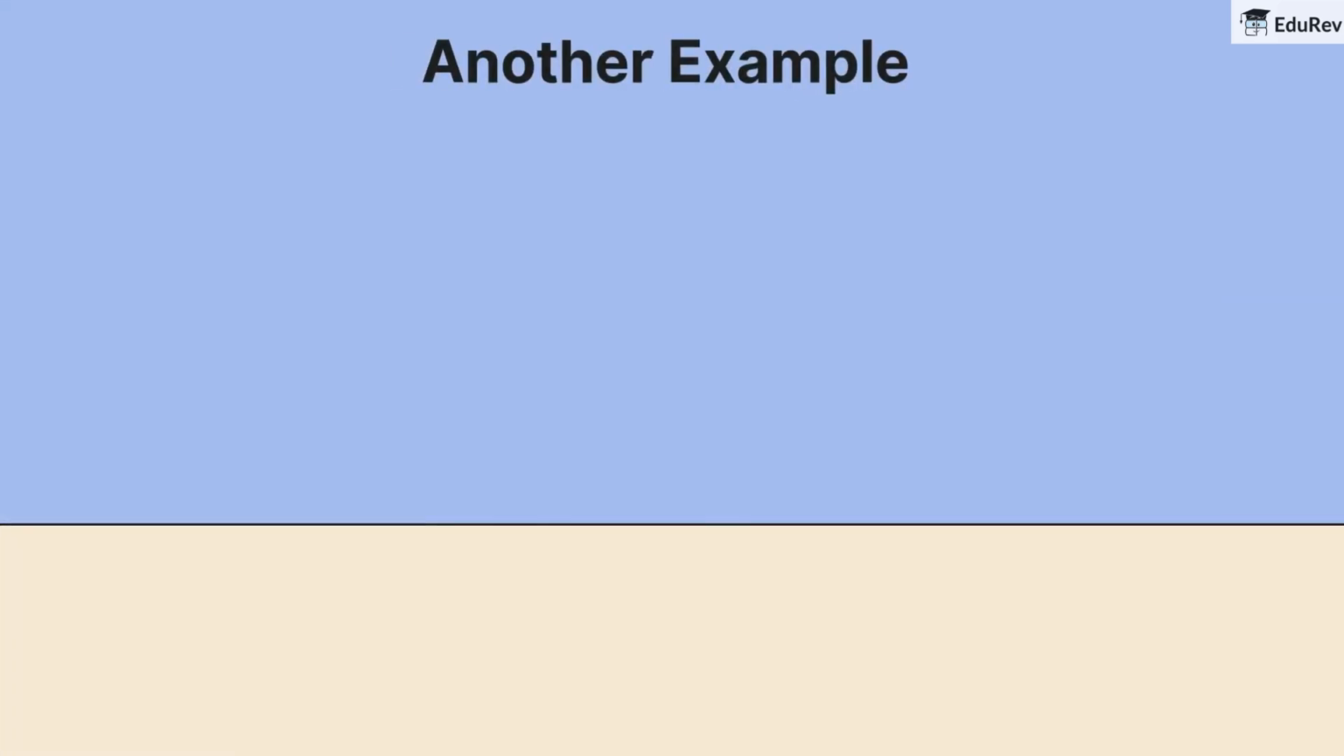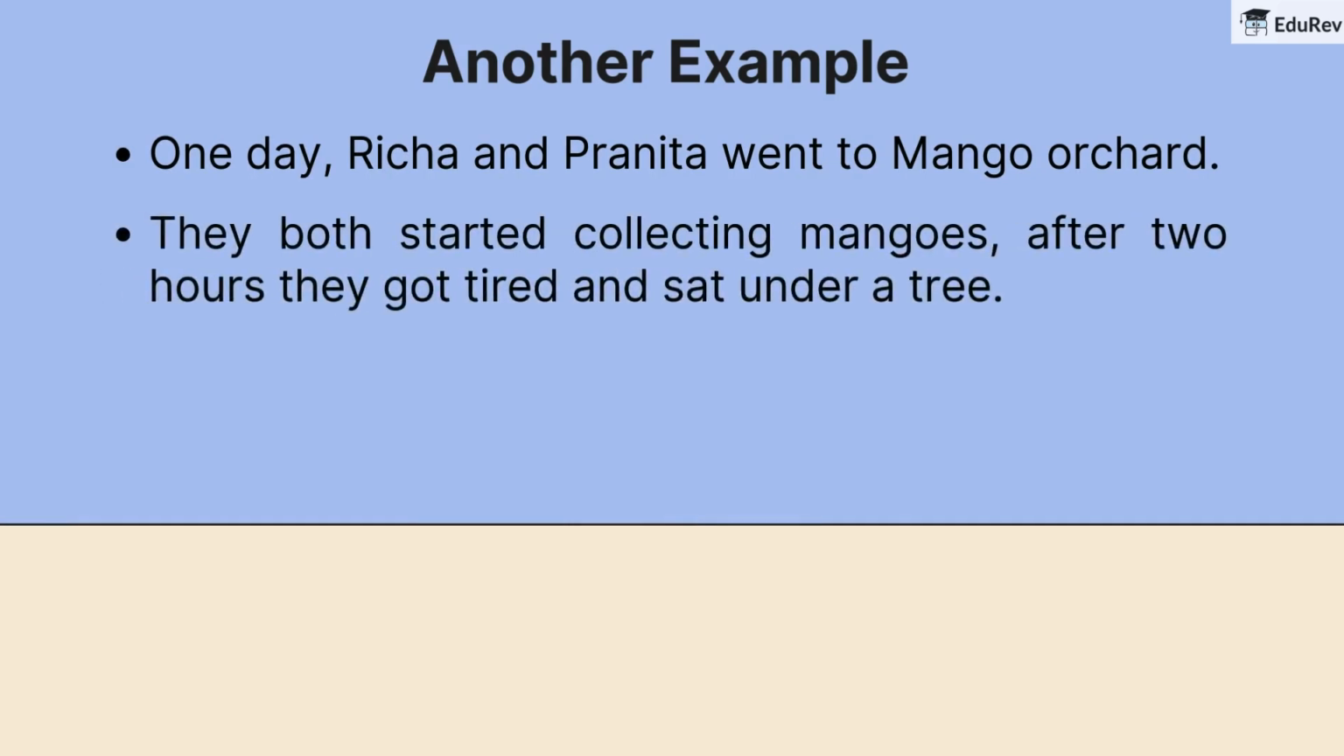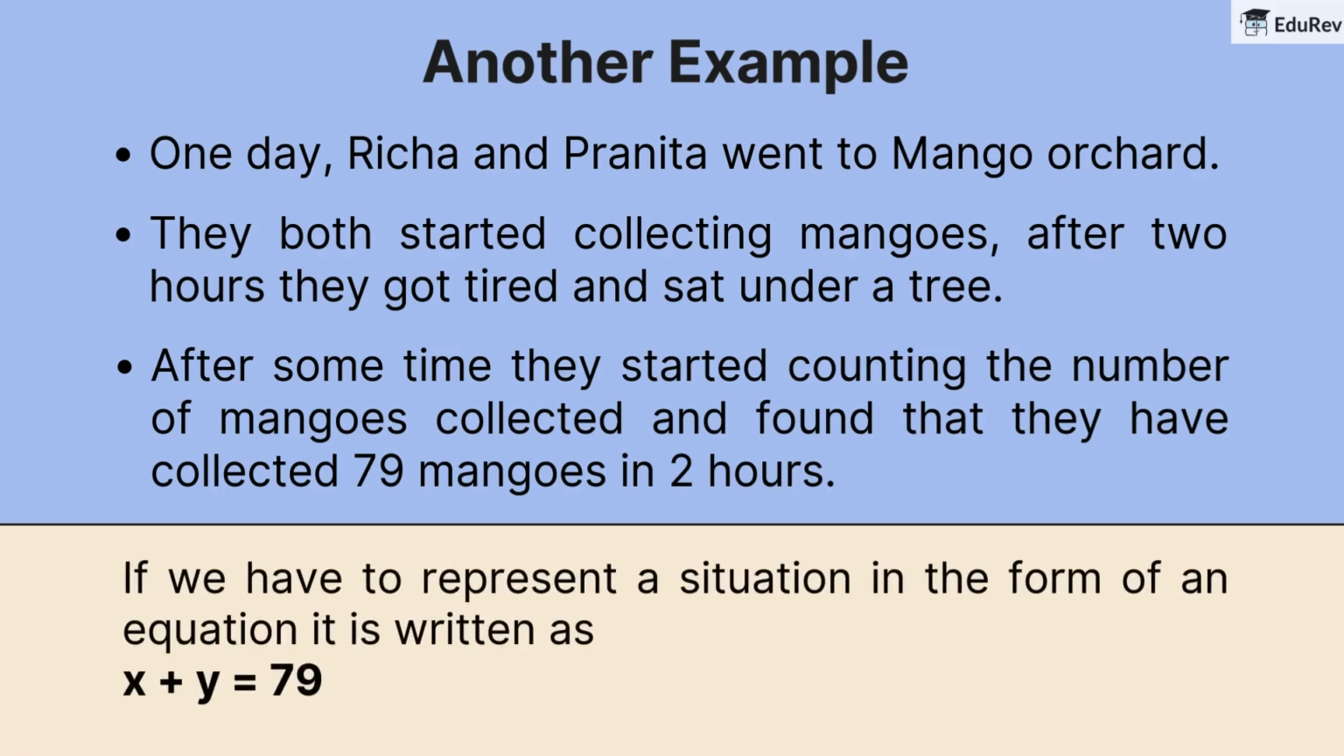Let's consider an example. One day, Richa and Pranita went to a mango orchard. They both started collecting mangoes, and after 2 hours, they got tired and sat under a tree. After some time, they started counting the number of mangoes collected and found that they had collected 79 mangoes in 2 hours. If we have to represent this situation in the form of an equation, it is written as x plus y is equal to 79.